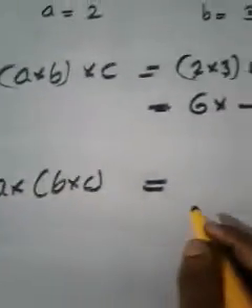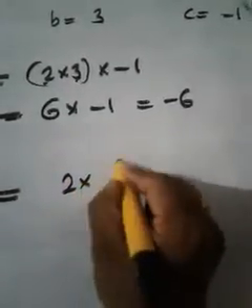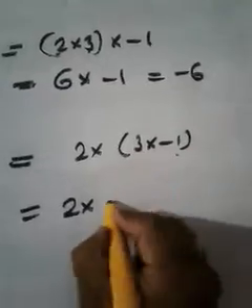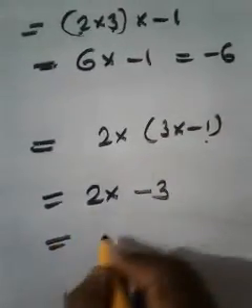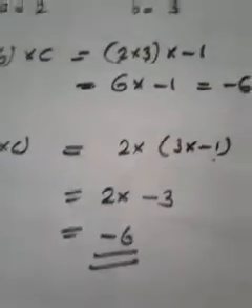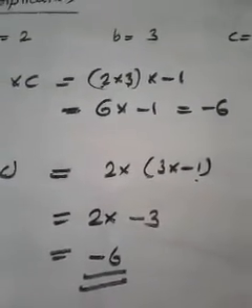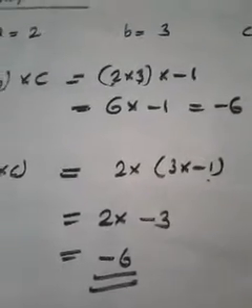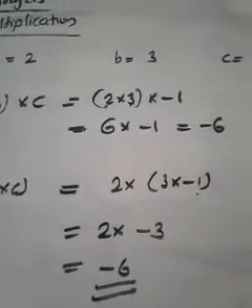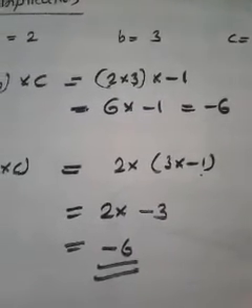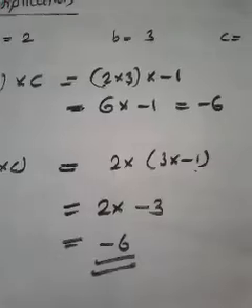Multiplication is very simple. A into (B into C) becomes 2 into (3 into minus 1). So it becomes 2 into, what is 3 into minus 1? Minus 3. What is 2 into minus 3? Minus 6. You know which concepts we used here. When you multiply a negative number and a positive number, the answer will be negative. When you multiply a negative and a negative, the answer will be plus.